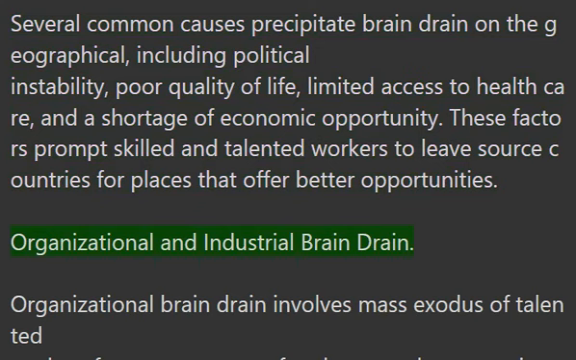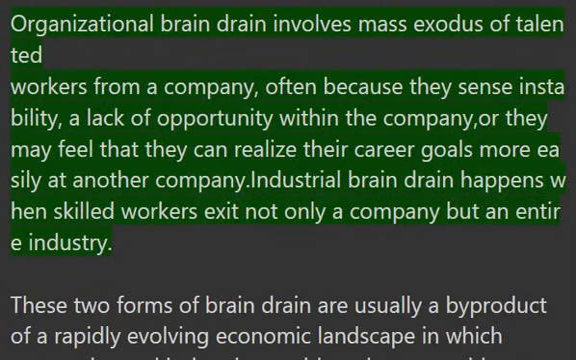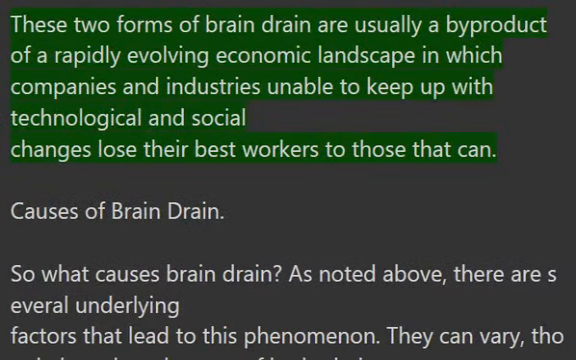Organizational and industrial brain drain. Organizational brain drain involves a mass exodus of talented workers from a company, often because they sense instability, a lack of opportunity within the company, or they may feel that they can realize their career goals more easily at another company. Industrial brain drain happens when skilled workers exit not only a company but an entire industry. These two forms of brain drain are usually a byproduct of a rapidly evolving economic landscape in which companies and industries unable to keep up with technological and social changes lose their best workers to those that can.